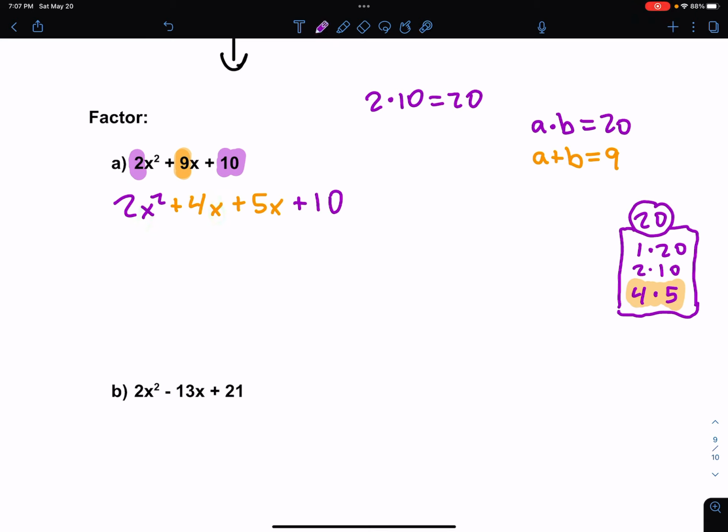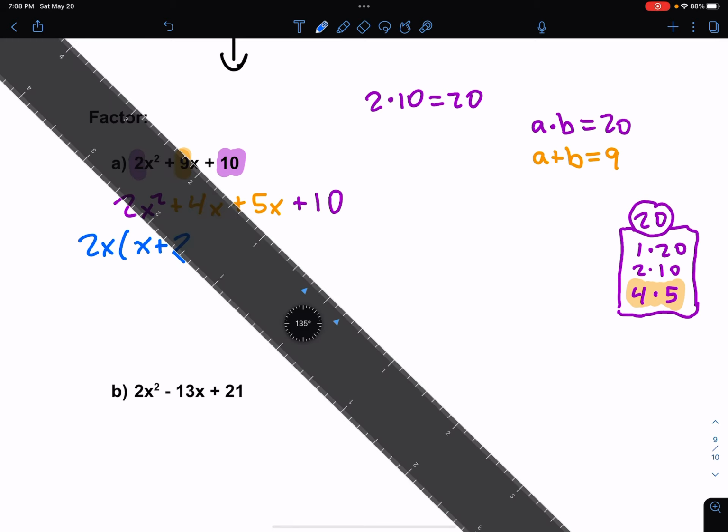So let's factor 2x out of this first pair of terms here. 2x squared divided by 2x is just x, and 4x divided by 2x is just 2.